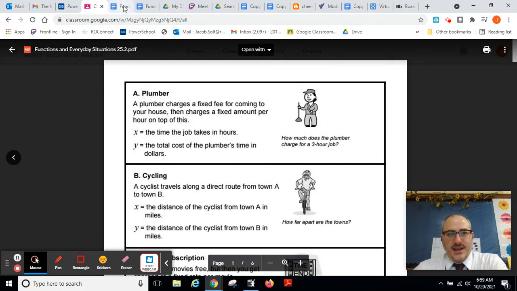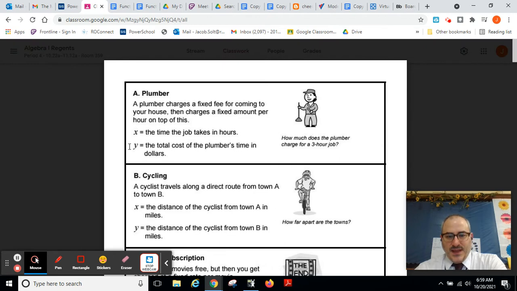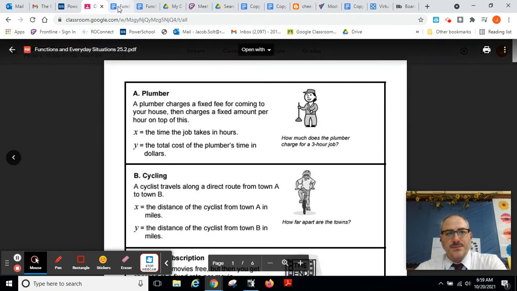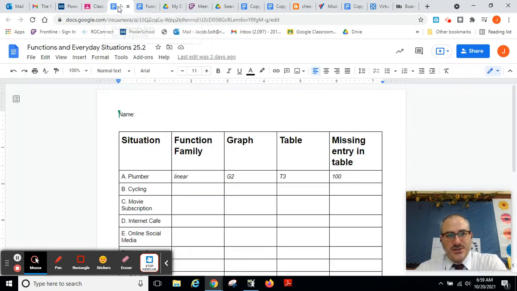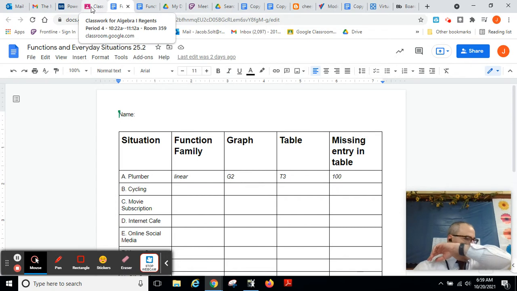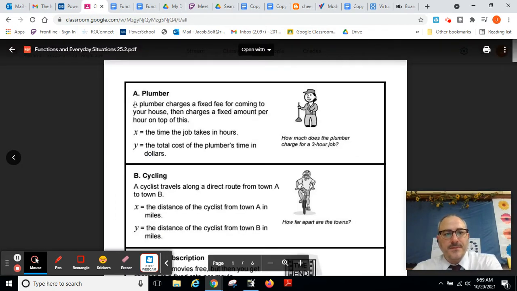And so here's your task. You're going to read the situation, take a look at what x equals, what y equals, and then identify some pieces of this situation. You're going to identify the function family, which graph it belongs to, which table it belongs to, and where the missing entry on the table is. Let me walk you through this first one with the plumber. Okay, the plumber.